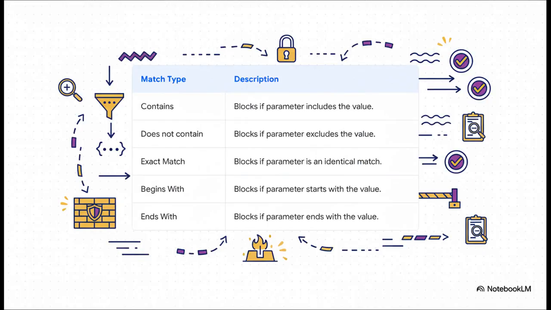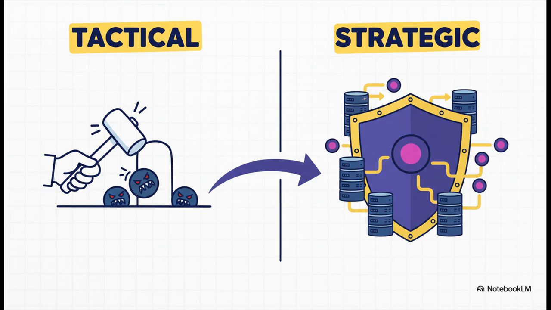Now, this is where it gets really cool. The level of precision you have is just fantastic. You're not just blocking one single specific ID. You can get way more creative. You can set rules to block any source that contains a certain keyword or one that begins with a specific prefix. This kind of granular control gives you an incredibly flexible and targeted defense against whole patterns of bad traffic. But here's the thing. As powerful as that is, blocking individual sources, that's a tactic.